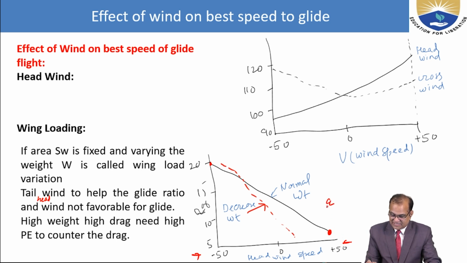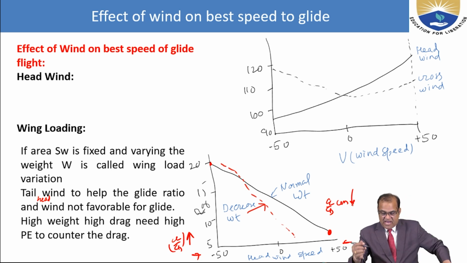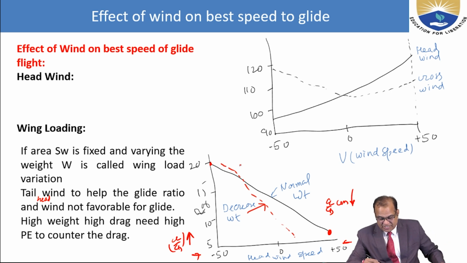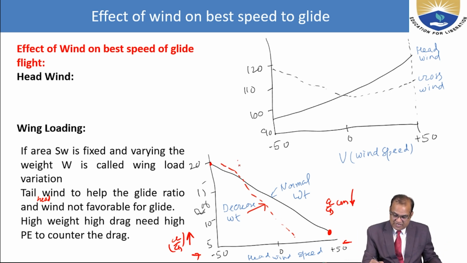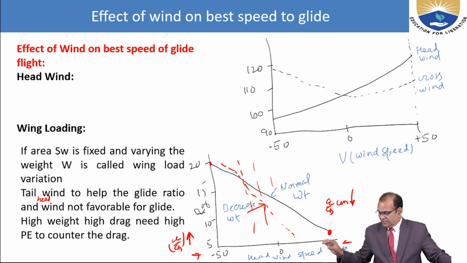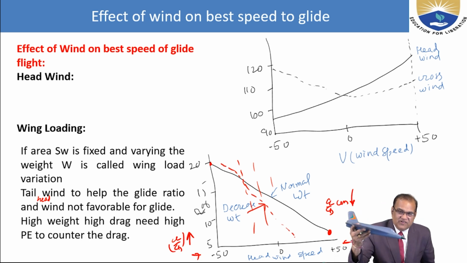So CL by CD will be less here, and here CL by CD will be high. So this is the difference. And if it is a normal weight, and if you decrease the weight, your slope will be increasing like this. So these effects of wind, headwind and the tailwind, play a large role for the glide. If you want to glide the aircraft, you should know the meaning of headwind and the meaning of tailwind.